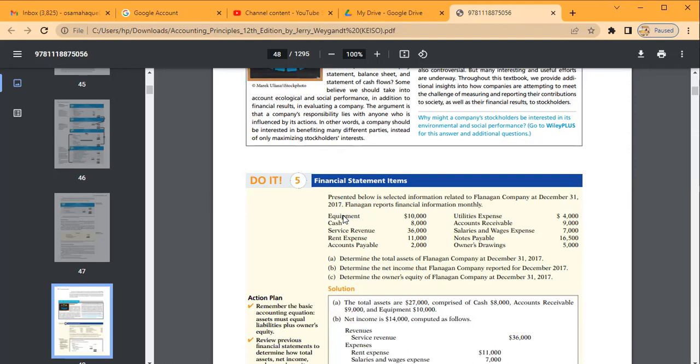In the first part, it tells us to determine the total assets of Flanagan Company at December 31st, 2017. So total asset is basically the sum of non-current assets and current assets.